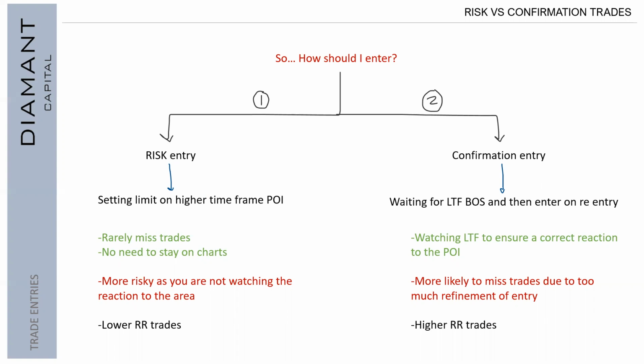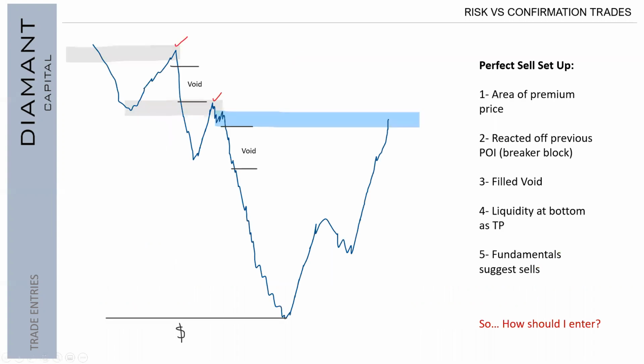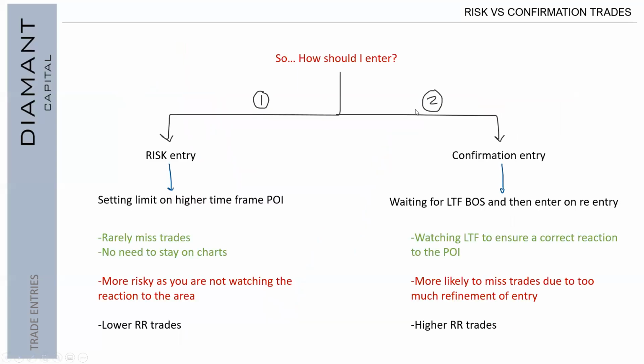And then you've got the second type, which is confirmation entry. The way that works is you wait for a lower time frame break of structure. You understand that now. You get to your area, and perhaps you have some type of bearish market structure. You break down, get into the entry, and then boom, you get very nice risk to reward. The good thing about that is you ensure that there's a reaction to that point of interest. But the thing is, you're most likely to miss a lot of trades if you refine too much.